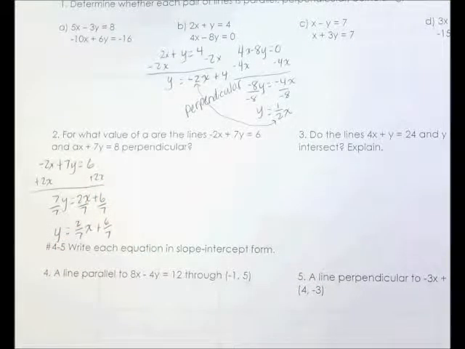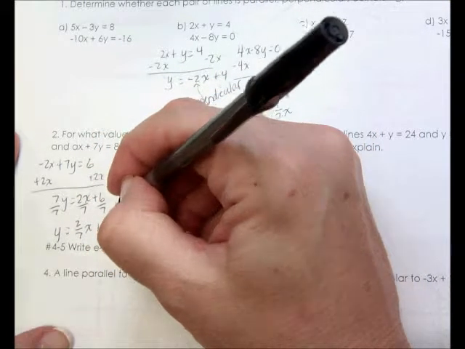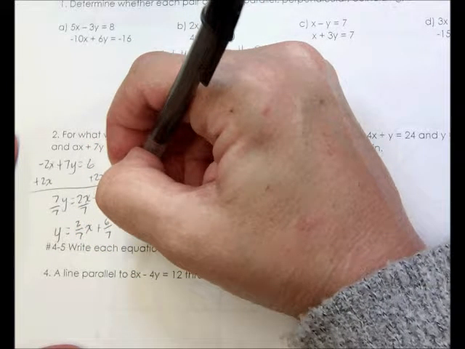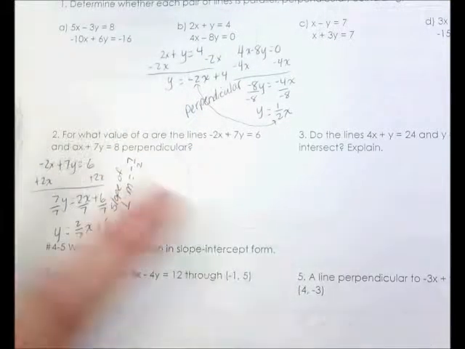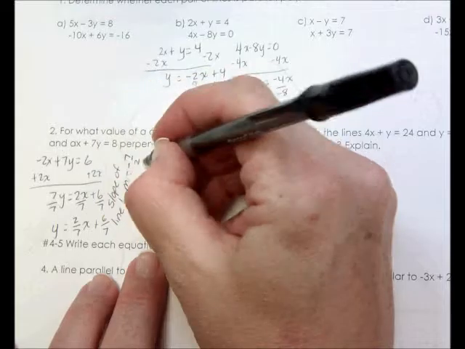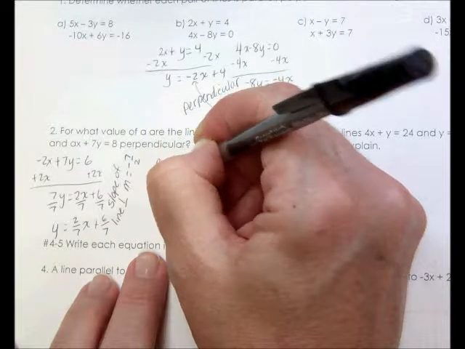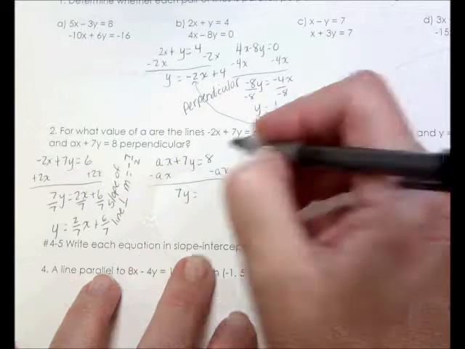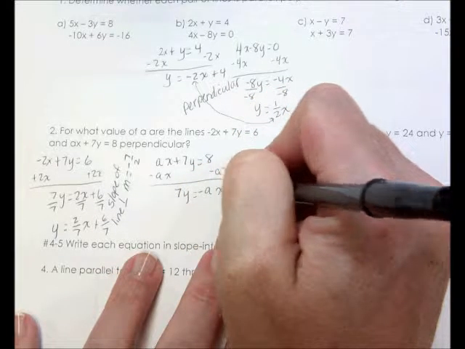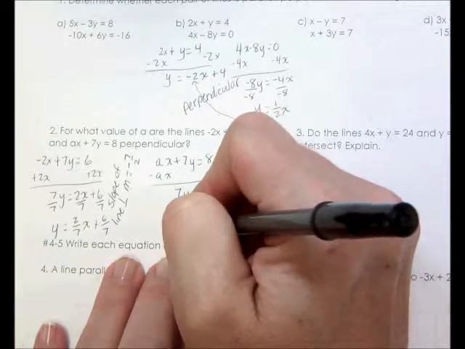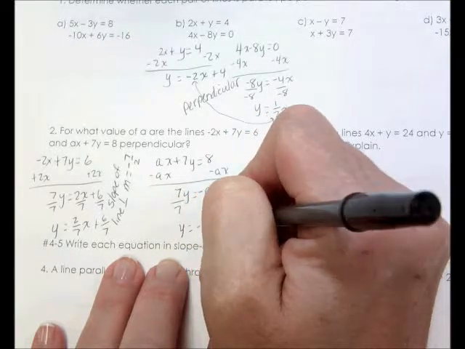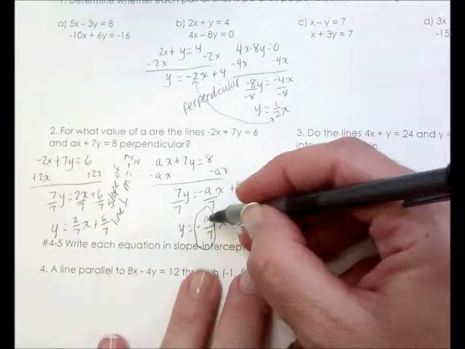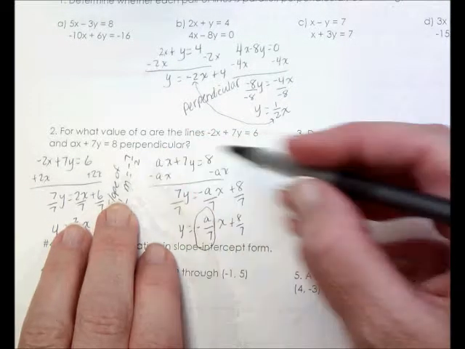So, knowing this, I know if a line is perpendicular, then the slope of the perpendicular line would be negative 7/2. Okay, it's the negative reciprocal. So in this case, I have ax plus 7y is equal to 8. I'm going to subtract ax from both sides. So it's 7y is equal to negative ax plus 8, and then divide by 7. So y is equal to negative a over 7 x plus 8/7. Well, my slope here in slope-intercept form is equal to negative a over 7. And I want my slope to be negative 7/2.